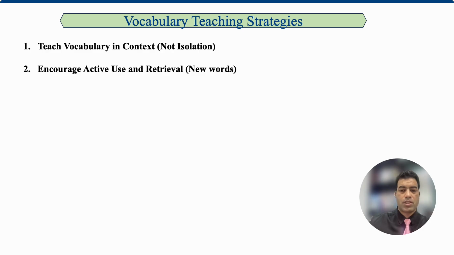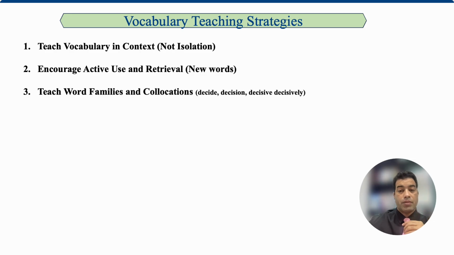Active use means, for example, if students already know the words, they will not learn, like creation, factor, filter, hypothesis. So the words should be a little challenging, so they have curiosity to learn new words. Don't teach words which are easy for students or they already know.